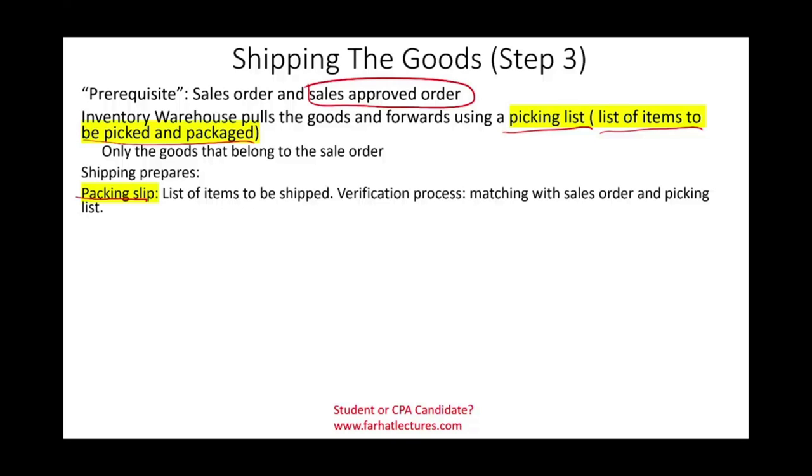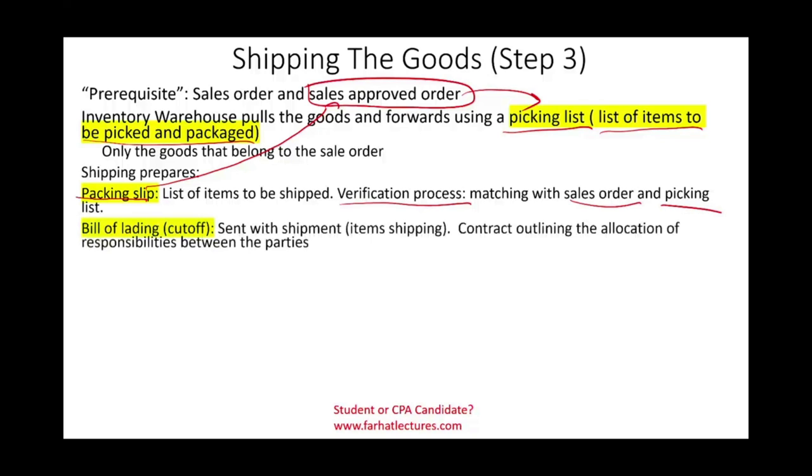So basically, this packing slip comes from the approved sales order. This is a verification process. They look at the sales order, prepare a packing slip, and make sure the packing slip matches the approved sales order and the picking slip. Then we prepare what's called a bill of lading. Now, this is important. This is the document you see when you open your Amazon box: something sent with the shipment.